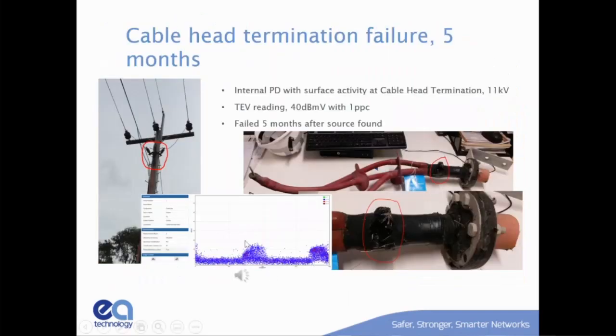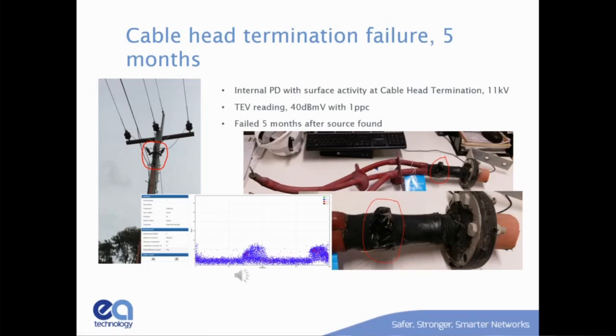And I believe my last slide, so this is an overhead cable termination. This is internal and surface discharge. They had both going on, and they found it. We told the customer about it. I believe this was in Australia, and the customer did nothing about it. Five months later, it failed.